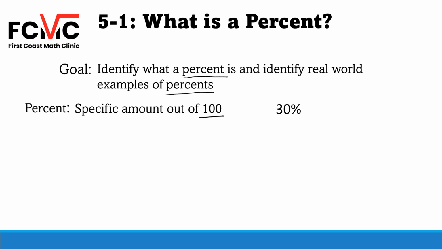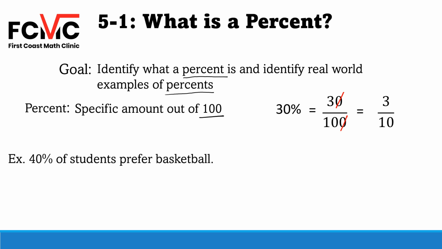So if we start with 30%, our amount 30% is 30 out of 100. And we know from our lesson on reducing ratios and reducing fractions, if I have 30 out of 100, we can reduce and cancel out the 0 and the 0. So that just gives us 3 out of 10. So 30% is 30 out of 100, and get rid of the 0, and that just reduces to 3 out of 10. So let's go through some examples.